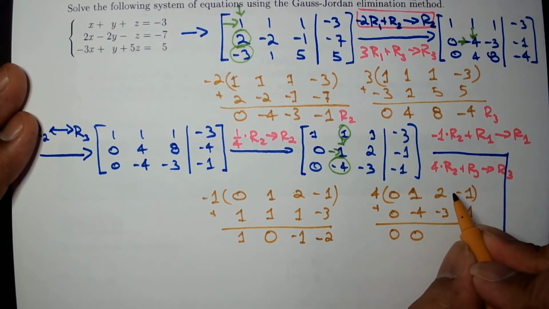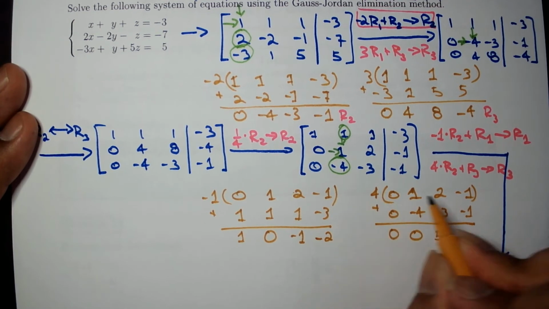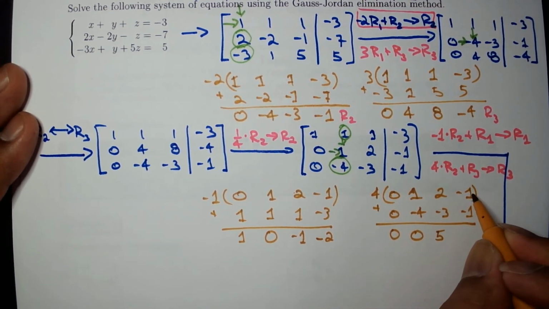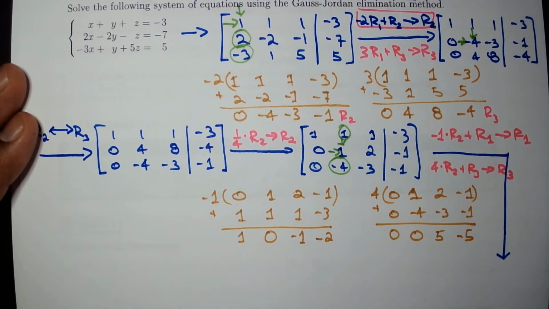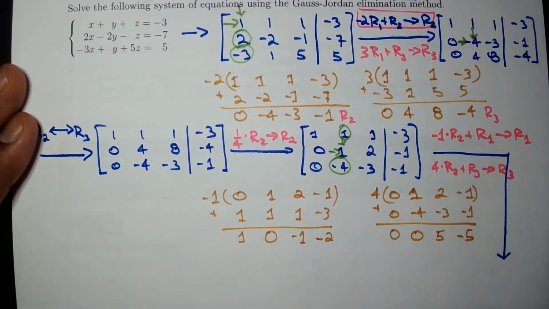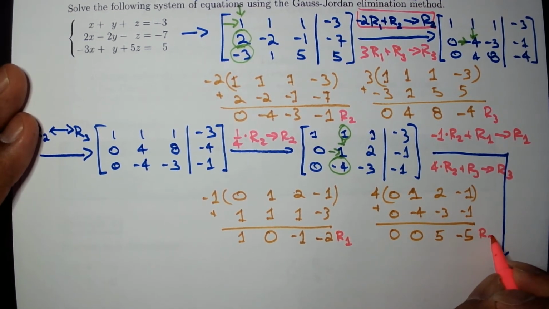Of course, 4 times 2, which equals 8, minus 3 equals 5. 4 times -1 equals -4, minus 1, that's -5. Okay, so this is going to be our new row 1, and this is our new row 3.